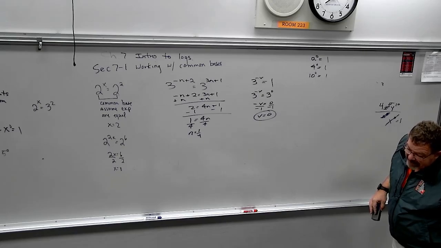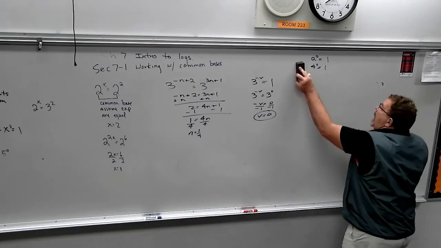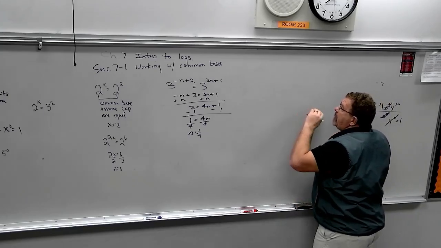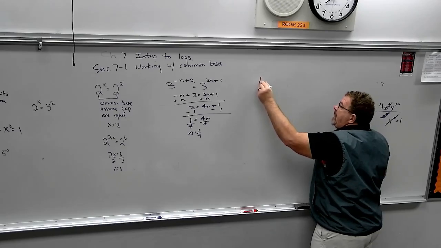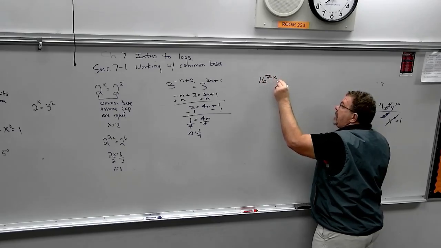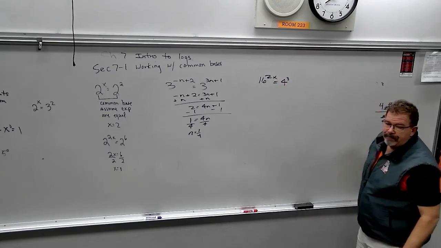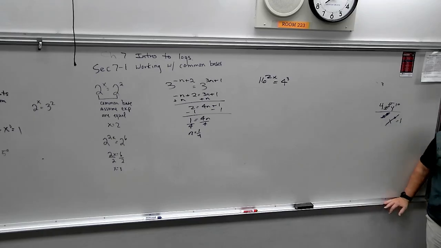Now this is where it gets a little different. How about something like this? This is the whole thing about common bases. What if I gave you 16 to the 2x equals 4 to the third? Notice you don't have common bases. So it doesn't mean you can't do it. It means you have to figure out how to convert them to common bases.